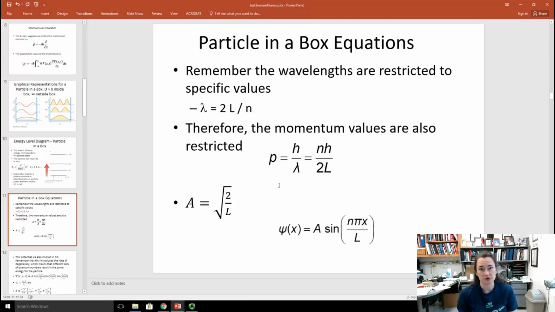So lambda is equal to 2L over n for the particle in the infinite square well. And then the momentum values are therefore also restricted. p is equal to h over lambda, and if you solve for that, that would mean that p is equal to nh over 2L.